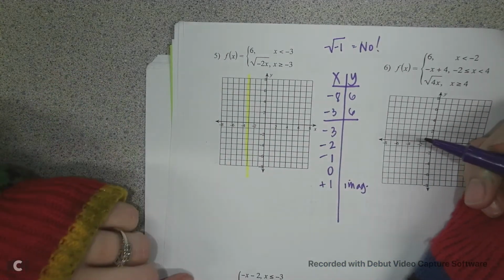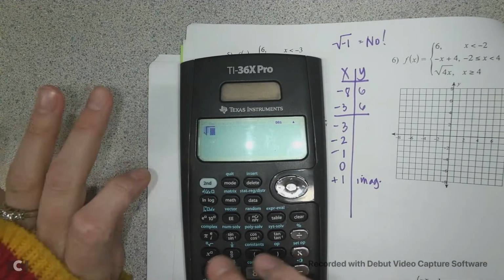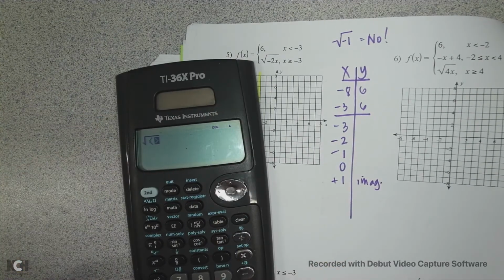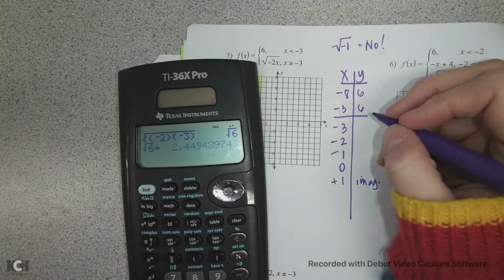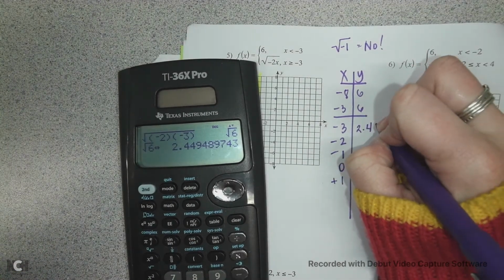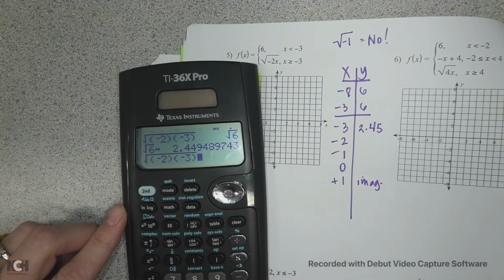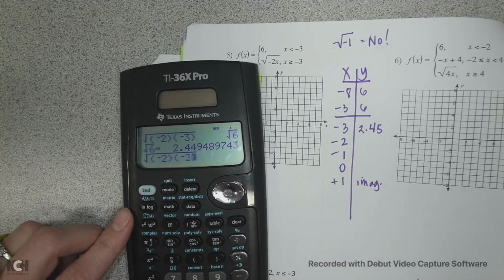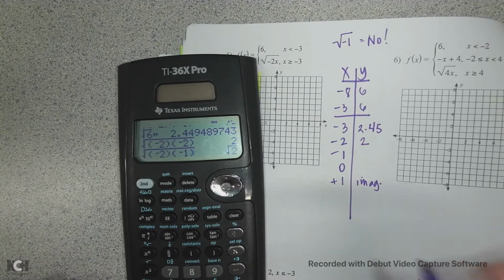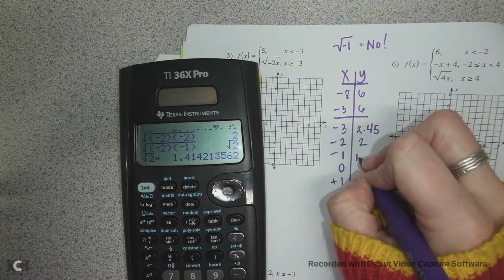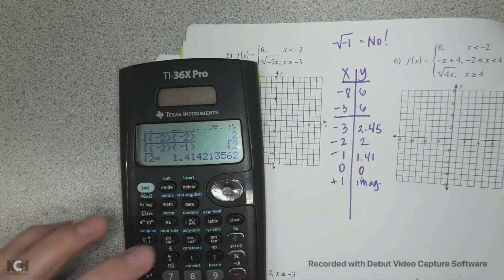And that's okay. It's totally fine. Okay, let's type it in. I like to use parentheses so that I'm telling the calculator exactly what to do. -2 times -3, and that is 2.45. Then we have -2 times -2, which is 2, and then times -1 is 1.41, and then times 0 is 0.